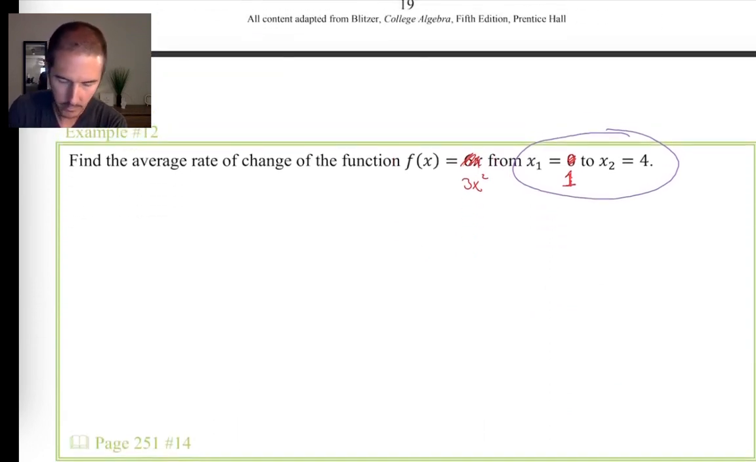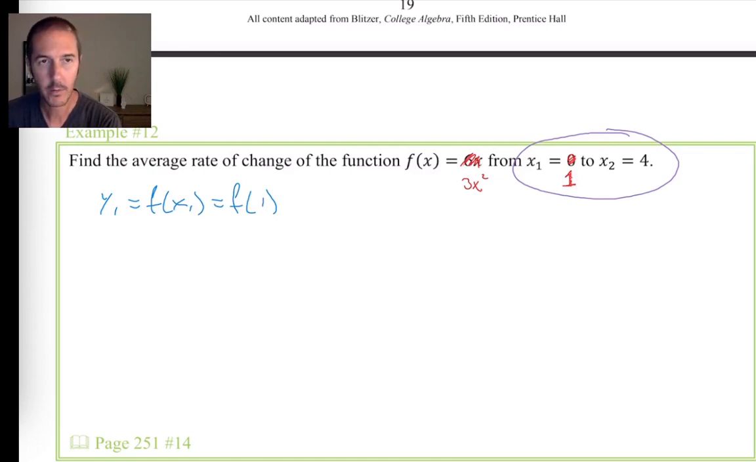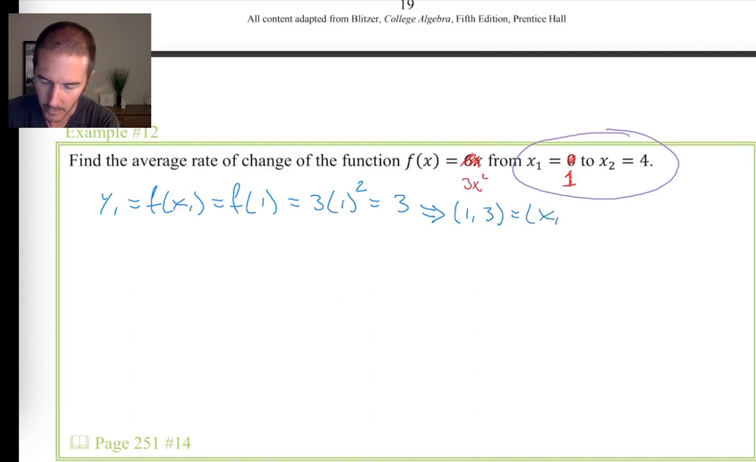So let's say that y1 equals f of x1, and we know what x1 is. It's a 1. So we're going to take the 1 and plug it into our function. That's 3 times our x value of 1 squared, which is equal to 3. So our first point that we would be looking at specifically on our graph would be the point (1, 3). That is x1, y1.